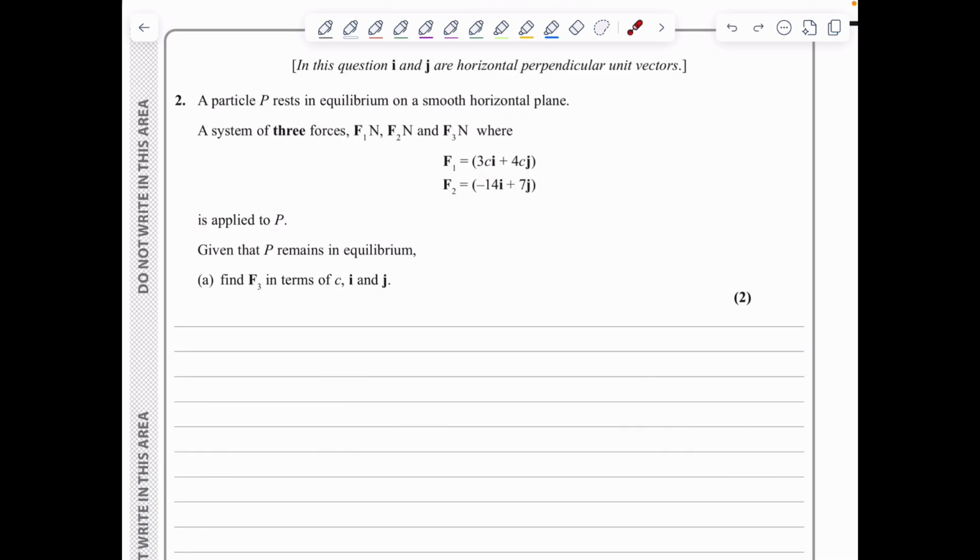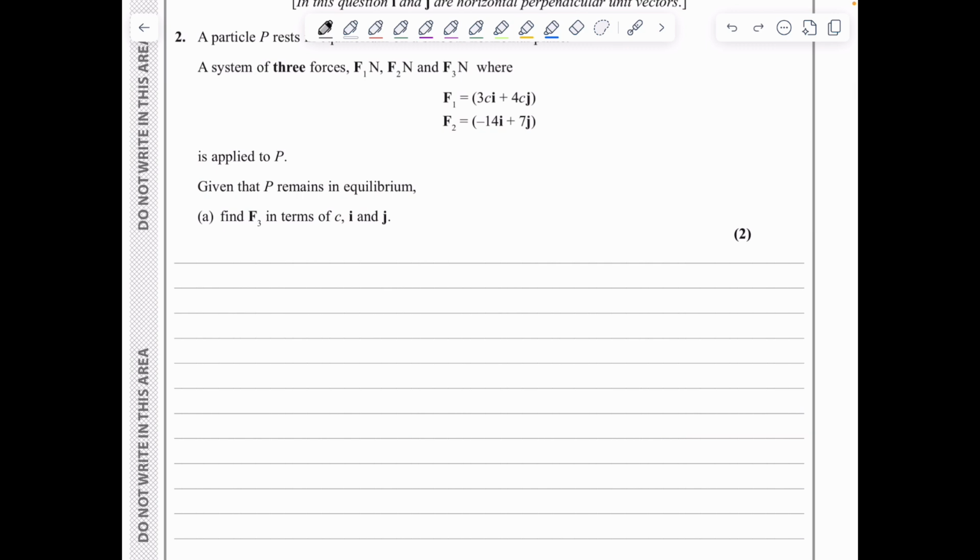In question 2, a particle P rests in equilibrium. We've got a system of 3 forces, F1, F2, and F3 applied to P, and P remains in equilibrium, and we need to find F3 in terms of C, i, and j. Well, we know that the sum of the forces, the resultant, is going to be 0 because P is in equilibrium. So we've got F1 plus F2 plus F3 being equal to the zero vector, which means that F3 is equal to minus F1 minus F2.